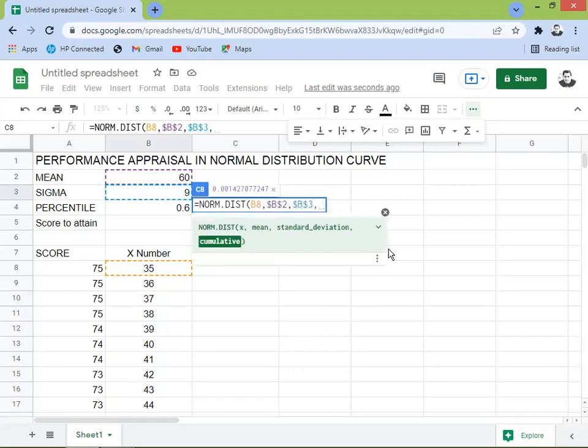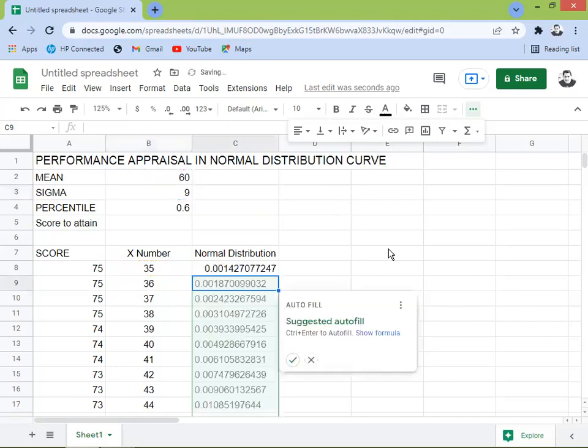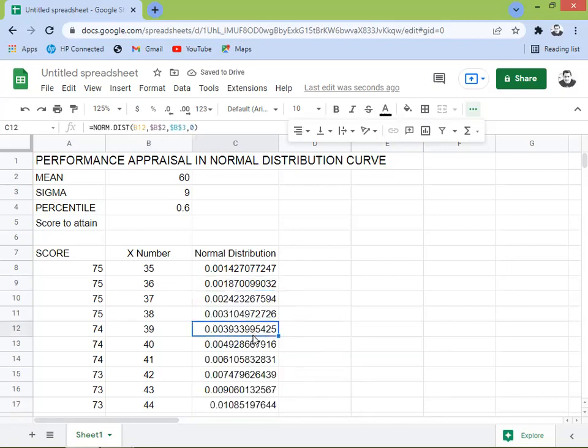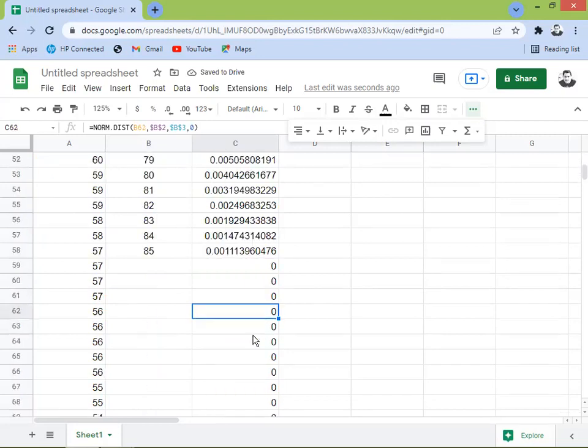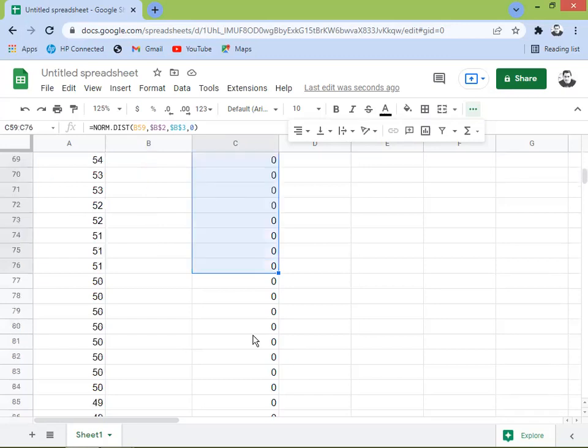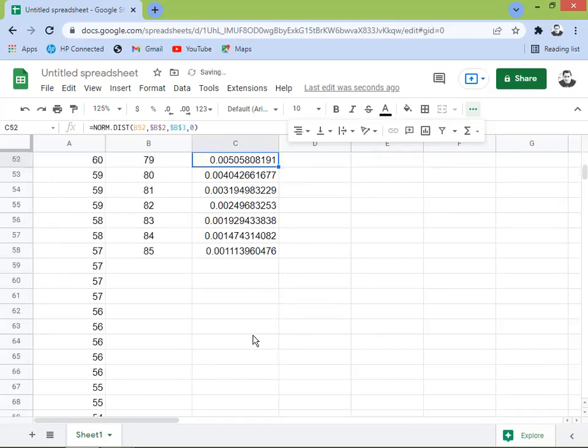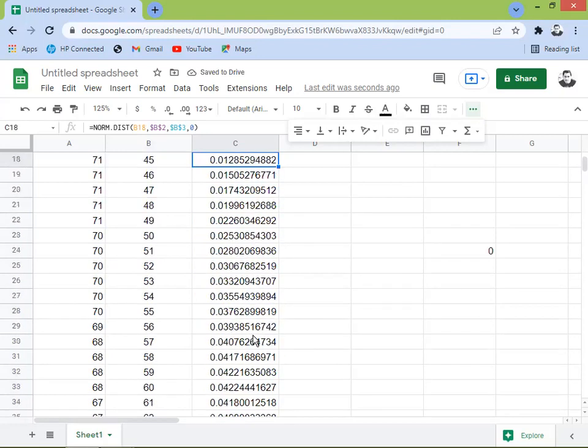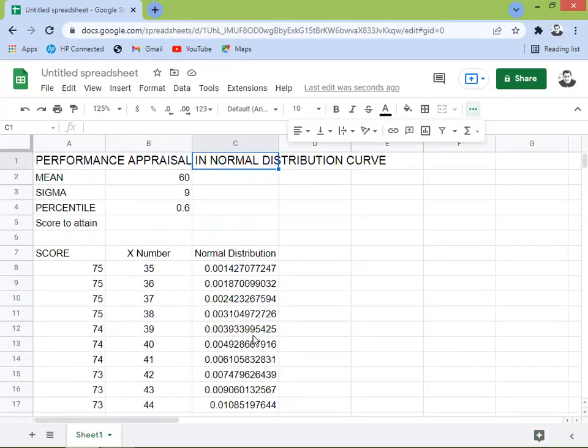And then the next one would be cumulative. Cumulative is just 0, as we have learned in the past in our Excel lessons. Okay, then we get everything right. Just enter. Okay, suggested autofill. Click here. I think, yeah, that's what I thought. Okay, we're gonna remove all of these zeros. We don't need them. Now we can plot our chart, our bell curve, normal distribution curve.